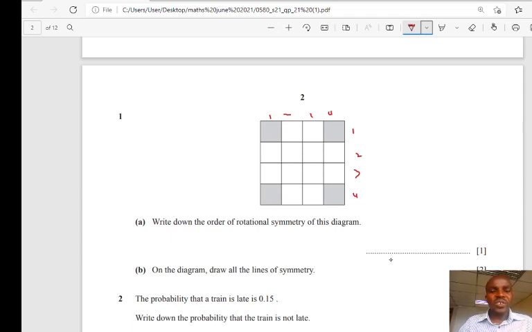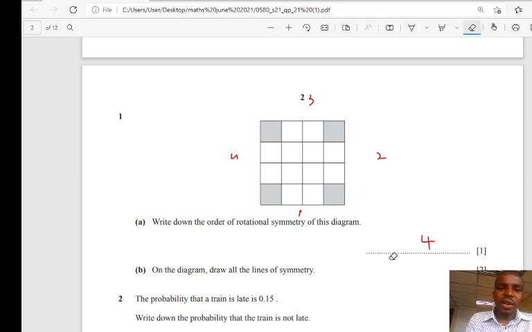Order of rotational symmetry is how many ways you can see the diagram the same. Right? If you go to this point, you say 1. This side, you can see there's also this shaded and this shaded, so you can go 2. Then this side, 3. This side, you can call it 4. So in other words, rotational symmetry of order 4. Then you are done on the first part.